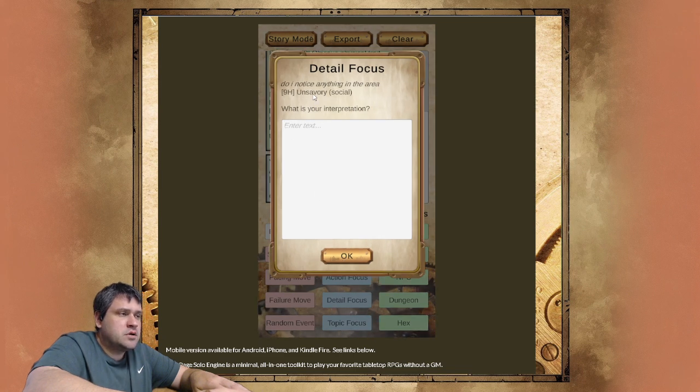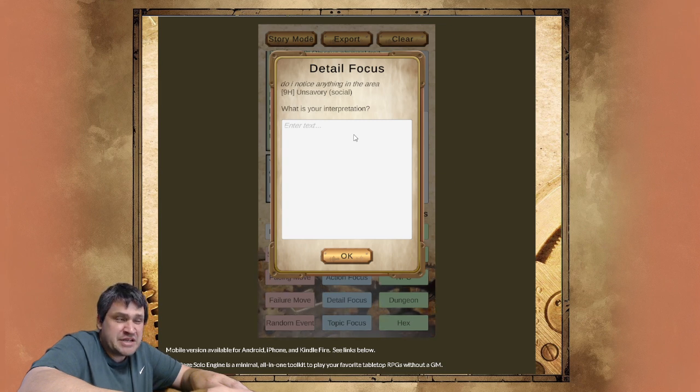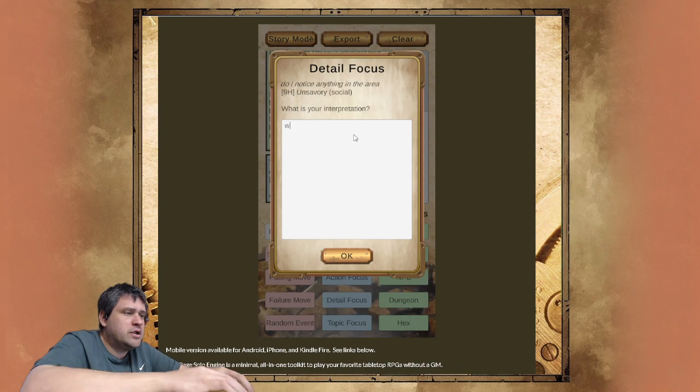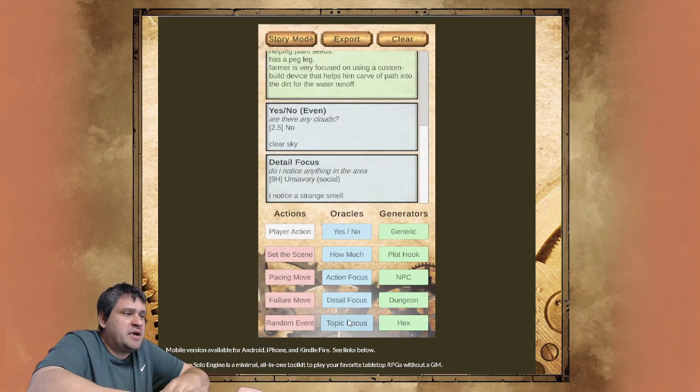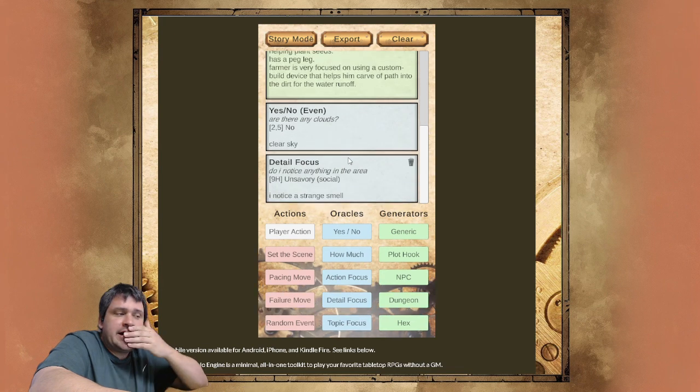Unsavory. So, unsavory. Quick little definition lookup. Just something that's very dissatisfying, like a smell, like something strange. So I notice a strange smell. Okay, and what exactly is that smell? So we can do a topic, perhaps.